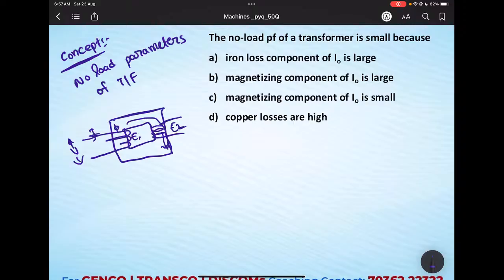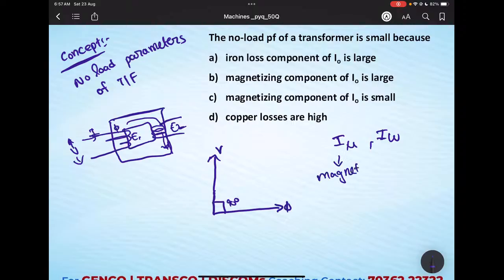We'll just draw the no load condition phasor diagram. We apply some voltage V, then it generates flux phi. The flux generated will always be lagging by 90 degrees. So what are the different no load components we have? I mu and IW. What is I mu? I mu is the magnetizing component. What is IW? Iron loss component.